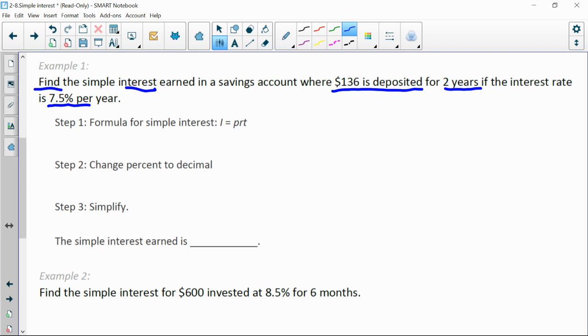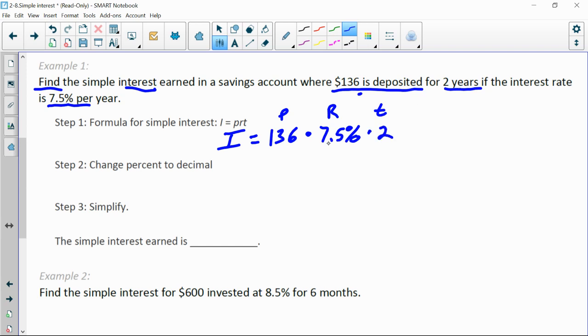It tells us to find interest, so we're going to use our formula. We know we're looking for I. Our principal is 136, and we're going to multiply it by our rate, which is 7.5%. And then how much time? Time is 2 years. It's already in years for us.